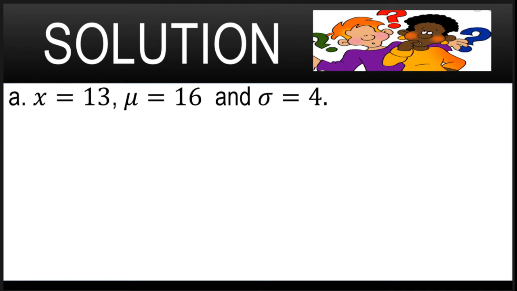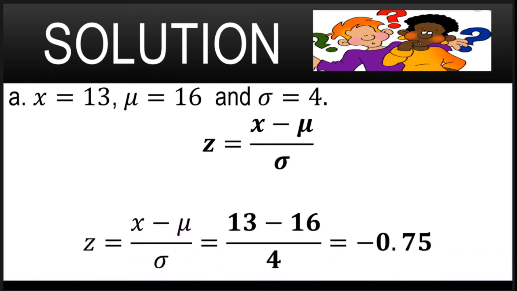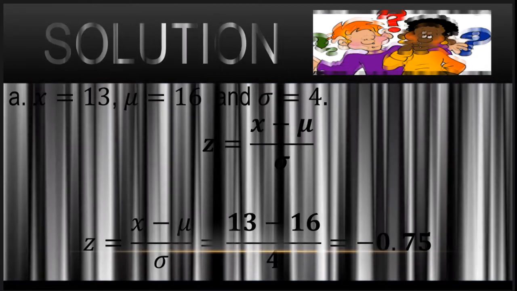For set A, we have the given score equal to 13, the mean is equal to 16, and the standard deviation is equal to 4. And this will be our formula. Substituting all the given to our formula, we will have 13 minus 16 divided by 4, which is equivalent to negative 0.75. So the z-value for letter A is negative 0.75.